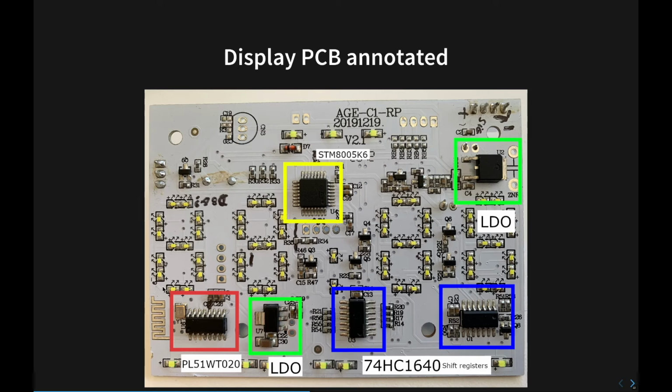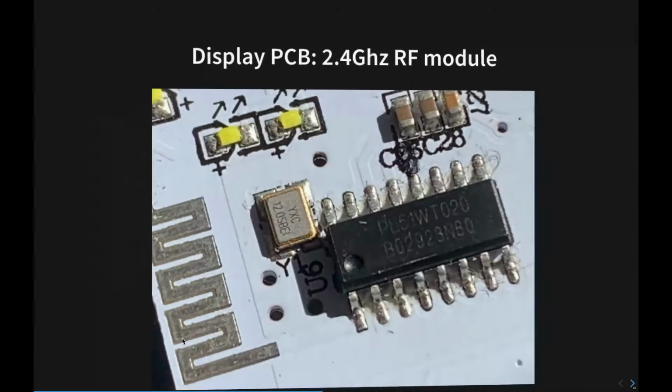Then there's also this interesting part, which is the 2.4 gigahertz RF remote interface, for which we don't have the remote, as I mentioned before. You can tell by the squiggly onboard antenna, tuned to 2.4 gigahertz.